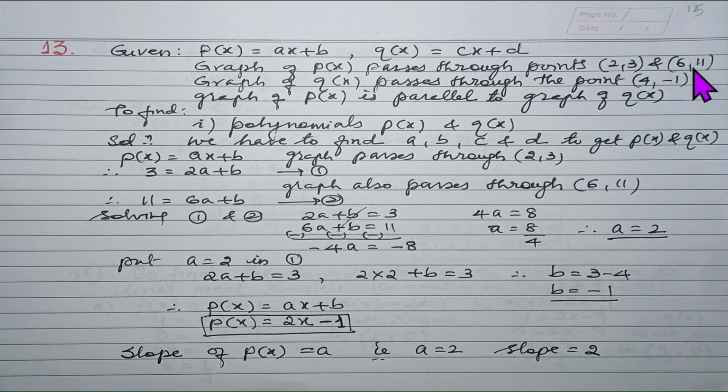Now the same line passes through (6, 11) also, so 11 is y, and x is 6, so 11 is equal to 6a plus b. So we got two equations here. From the two equations I will get a and b. Solving 1 and 2, we get 2a plus b equal to 3, 6a plus b equal to 11. Subtracting, minus 4a is equal to minus 8, so a is equal to 8 by 4, or a is equal to 2.